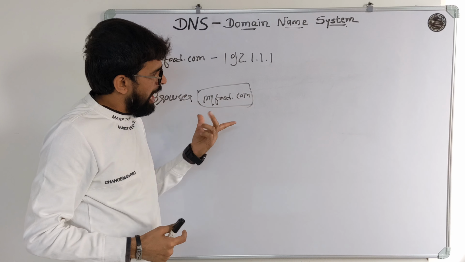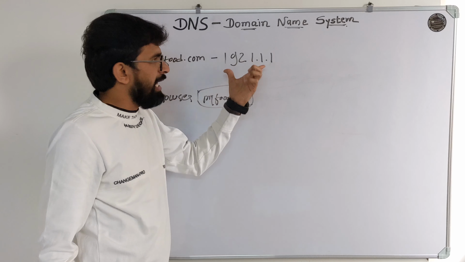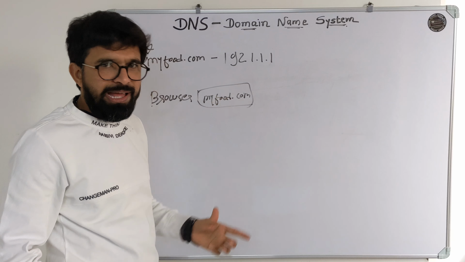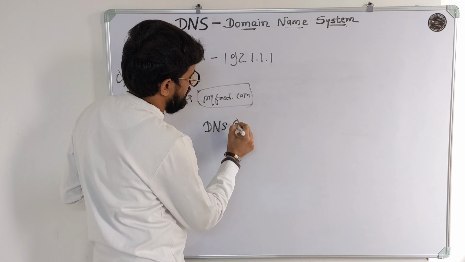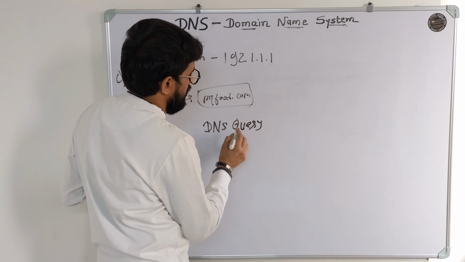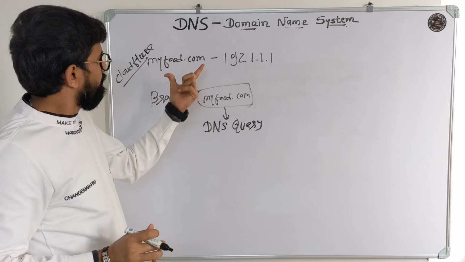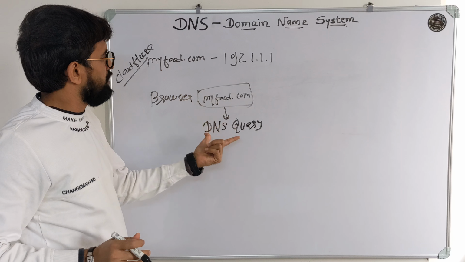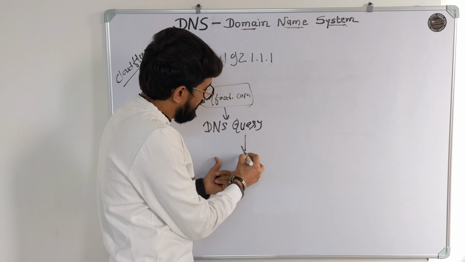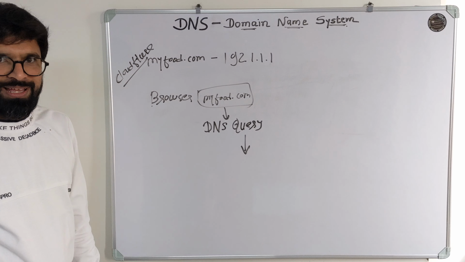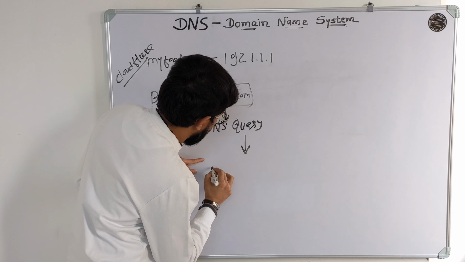The browser says, I have a query. I got this myfood.com domain, and I want the IP address. That query is called a DNS query. So the browser has created this DNS query saying, "I want the IP address of this myfood.com." Now someone needs to be there who can answer or resolve this query, and who resolves the query is called a DNS resolver.